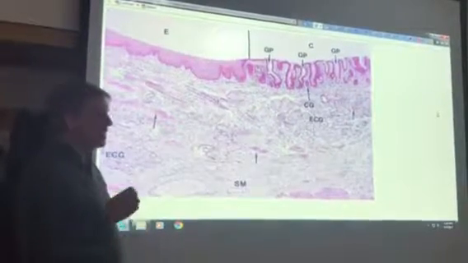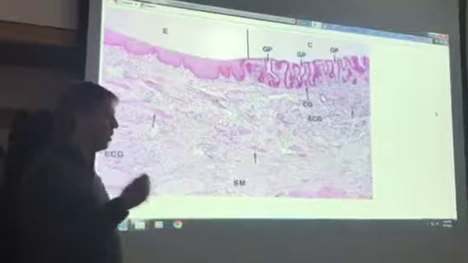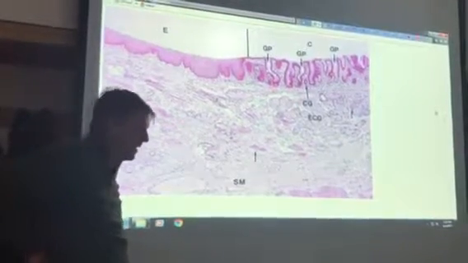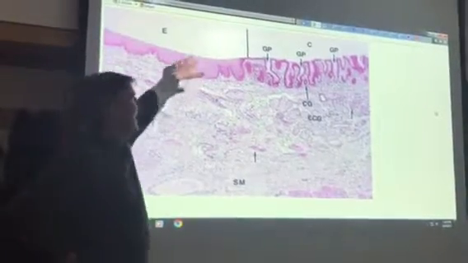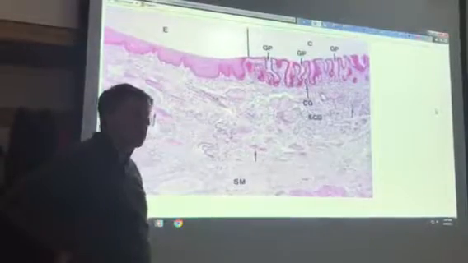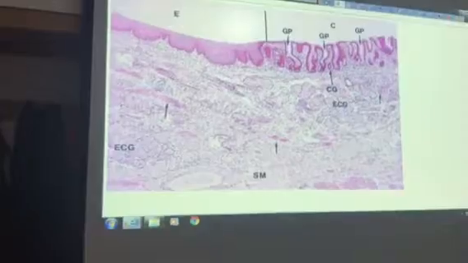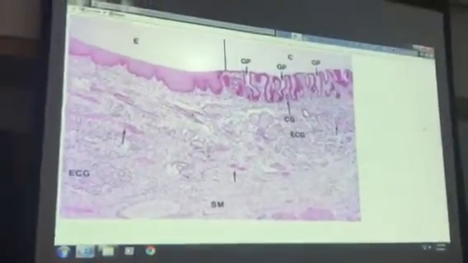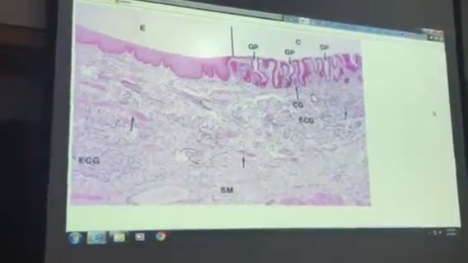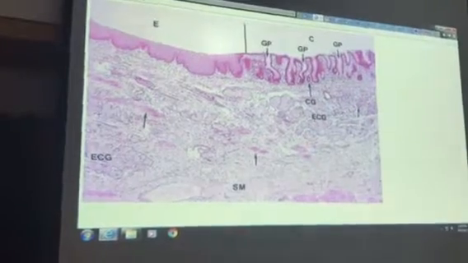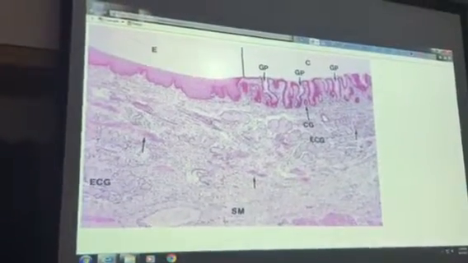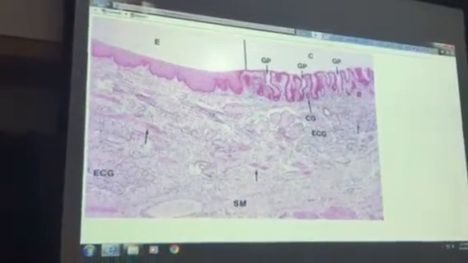As I said in class, the esophagus is the only microscope slide that you're expected to know that has a stratified squamous epithelium. So if I show you that and you notice stratified squamous, you should say, oh, that's esophagus, because I'm not showing you any other examples. Only the esophagus has the stratified squamous epithelium.